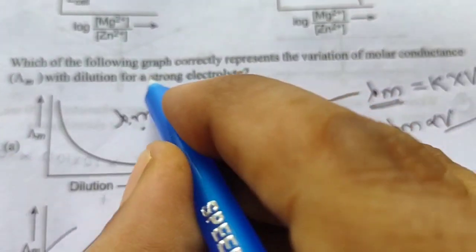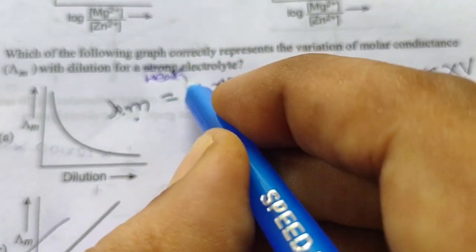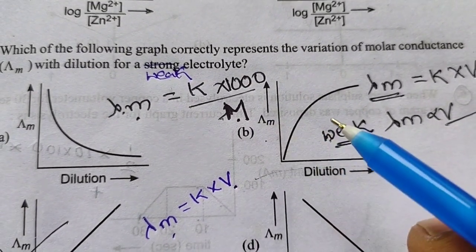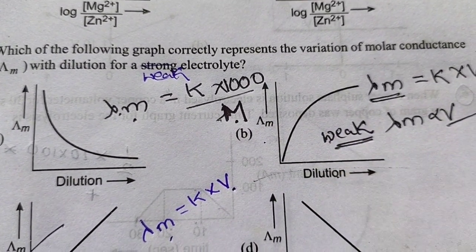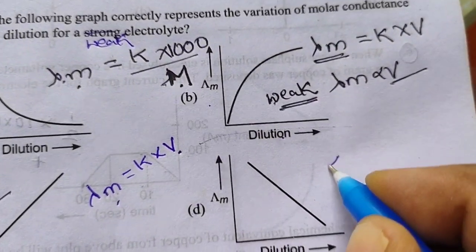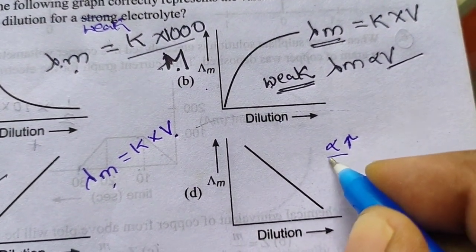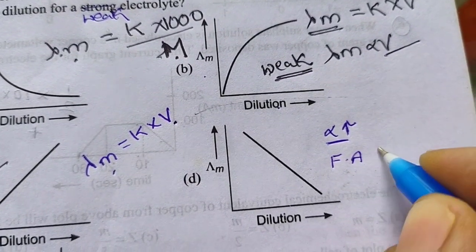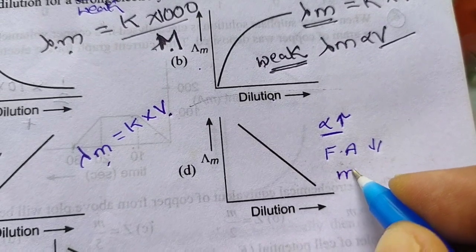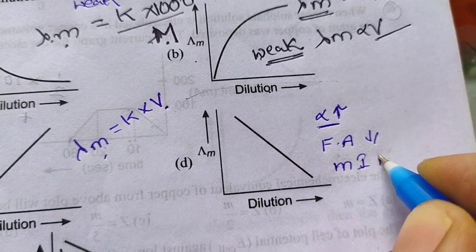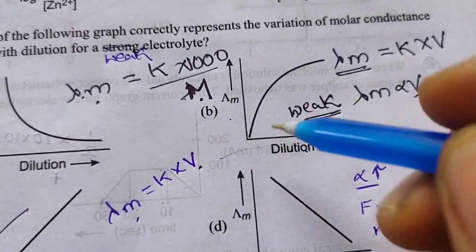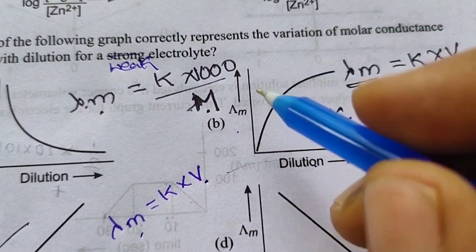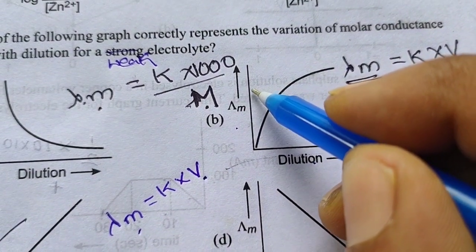For a weak electrolyte, conductance increases with increase in volume. Why? Because the alpha value increases on dilution, the force of attraction between ions decreases, and the mobility of ions increases. That's why the conductance of weak electrolytes increases. For strong electrolytes also it increases, slightly.